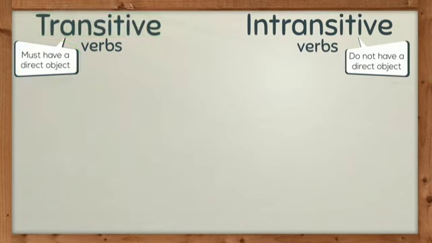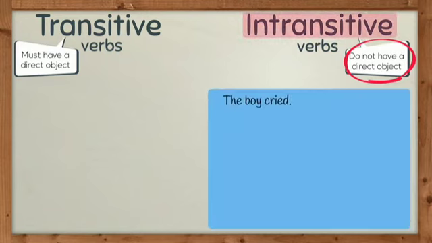Now, some sentences don't have a direct object, because not all verbs need one. Verbs that don't need a direct object are called intransitive verbs. Take this example. The boy cried. There is nothing to receive the action. The action is not passed on to a direct object because there is no direct object.